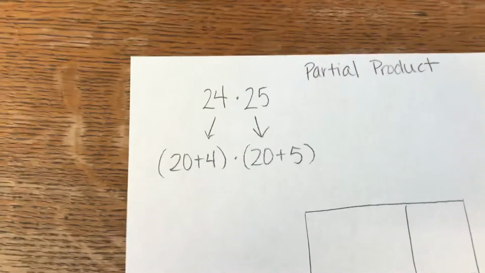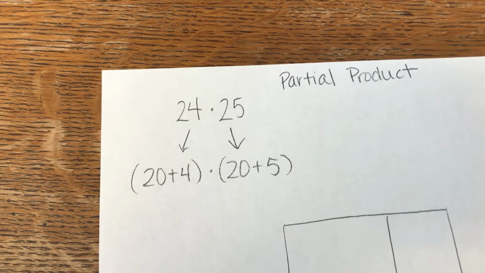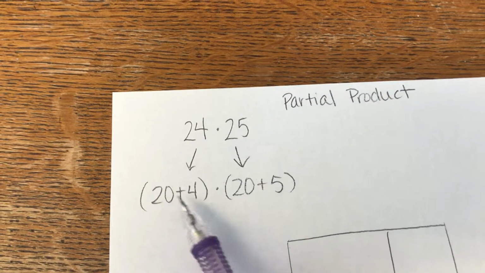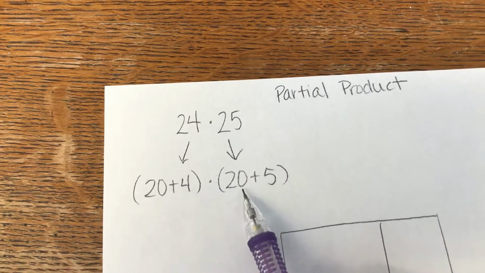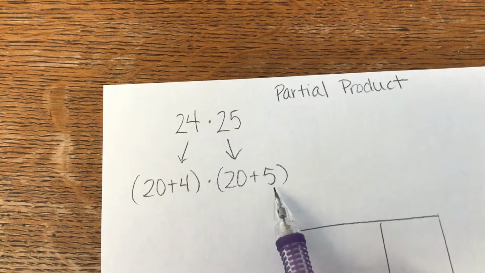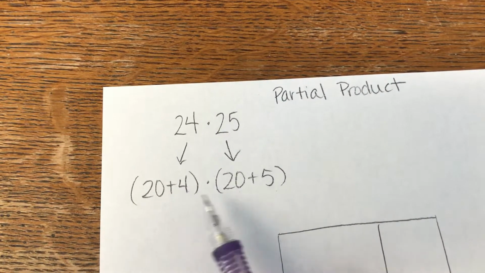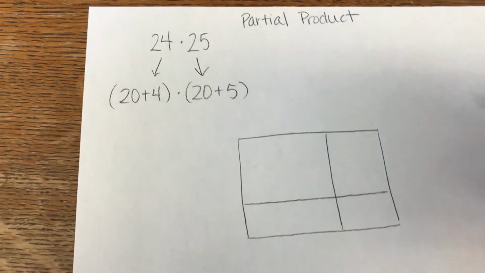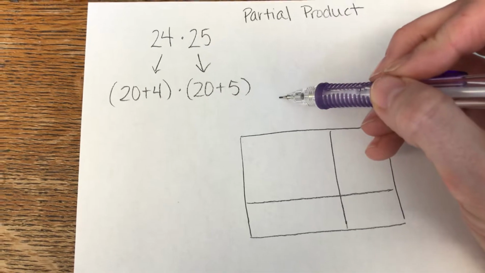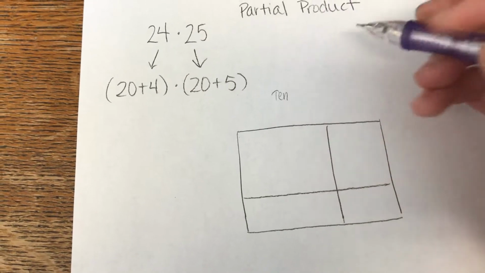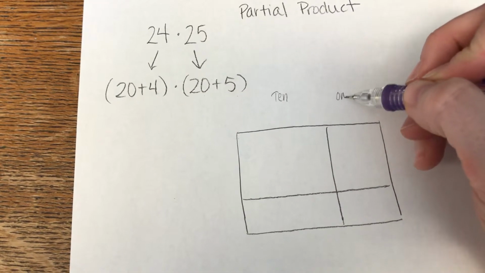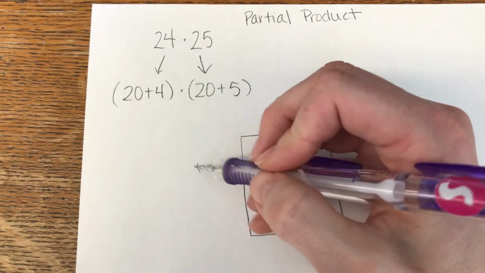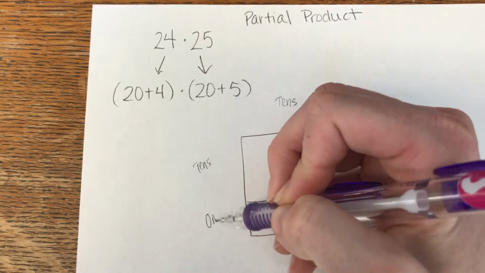So we're going to start with a problem like 24 times 25. And we can think about 24 as 20 plus 4 more, and 25 as 20 plus 5 more. And you'll see why it's handy to do that in just a minute. So we're going to create a grid here, and we're going to have part of our grid be the tens place, and part of our grid be the ones place. And then down this side, same thing. We'll have a tens place and we'll have a ones place.